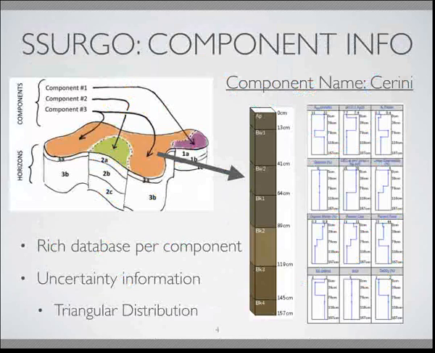So just to summarize, one of the main reasons why we're interested in doing this is SSURGO, the database, gives a massive amount of information that from a hydrology perspective can be extremely useful. And this very rich database per component, if we figure out how to use it, will be very, very powerful for uncertainty estimates within hydrology.